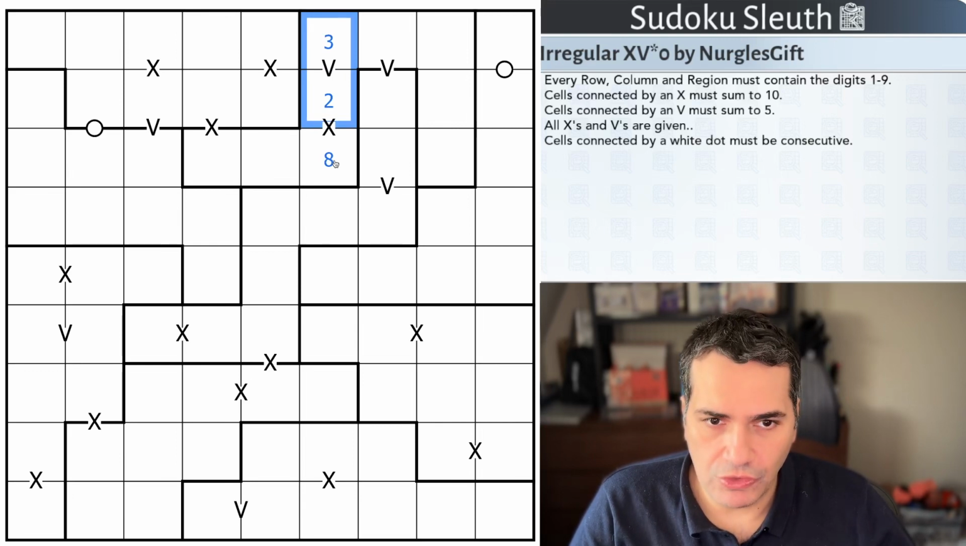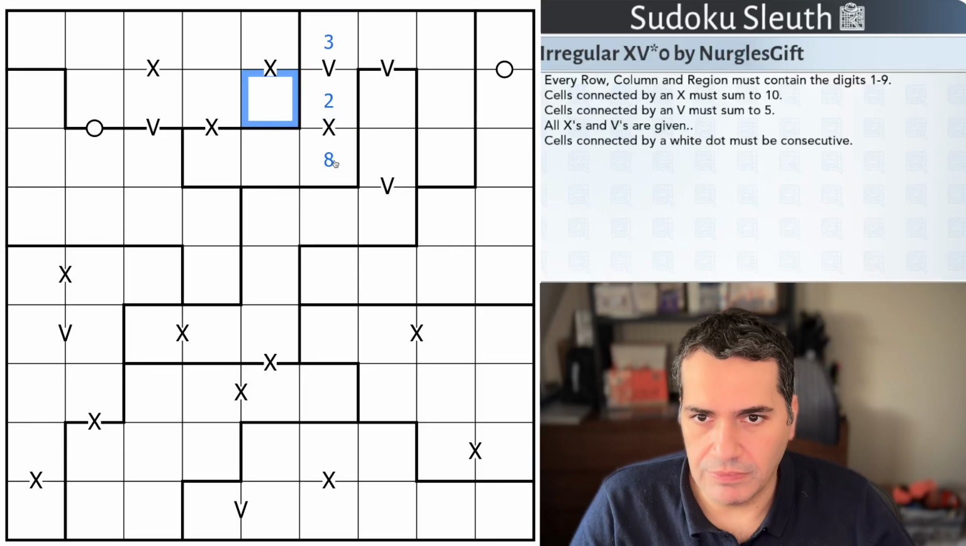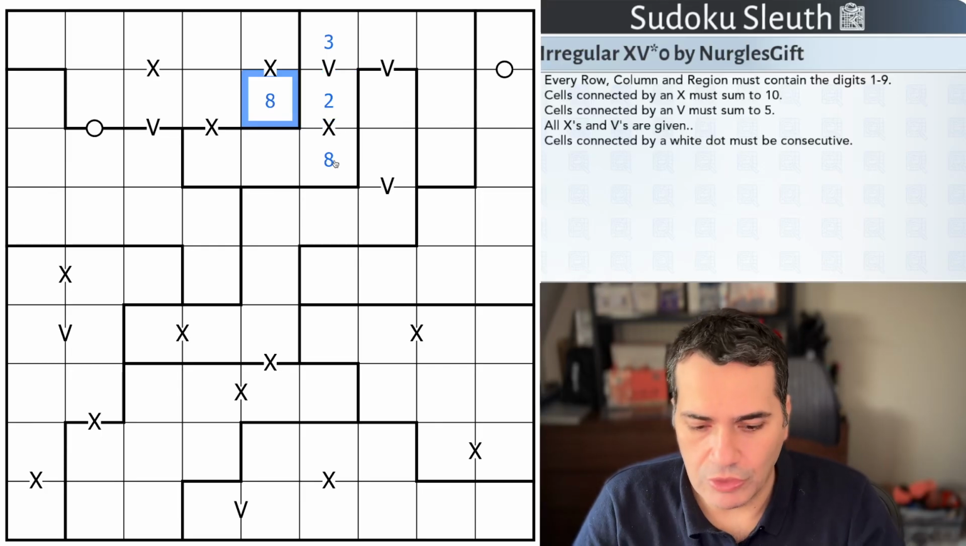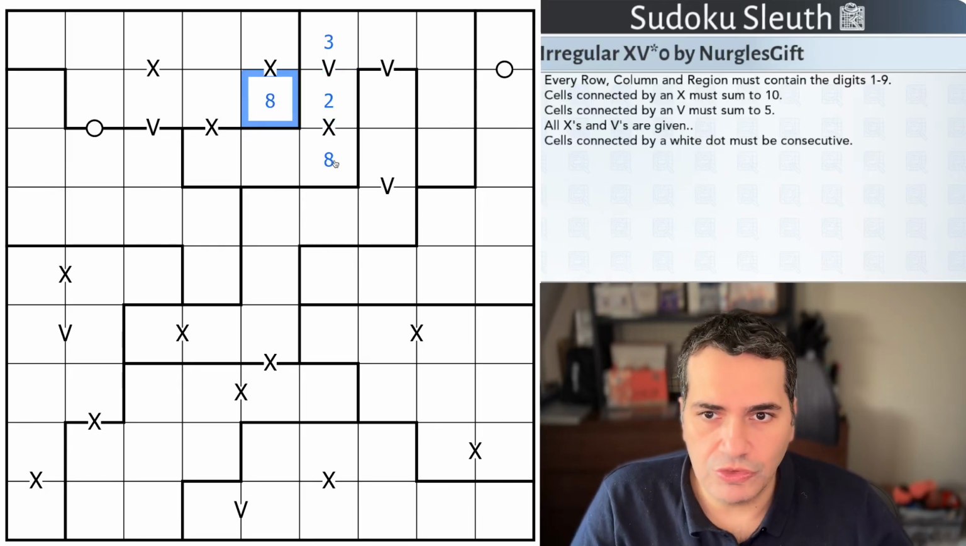Now, emphasis on all X's and V's are given. I cannot have a 3 in here. These two cells would add up to 5, and there's no V between them. I've broken the puzzle. I could not have an 8 in here either. These two cells would add up to 10, and there is no X between them. That would have broken the puzzle.